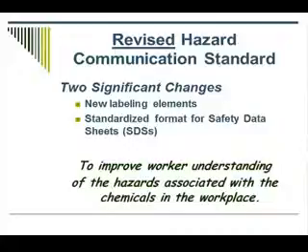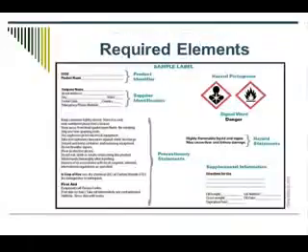Recently, the standard has been revised and there is a mandate for a 16-section format for safety data sheets, formerly known as Material Safety Data Sheets, or MSDS. These new label elements and the safety data sheet requirements will improve workers' understanding of the hazards associated with the chemicals in their workplace.